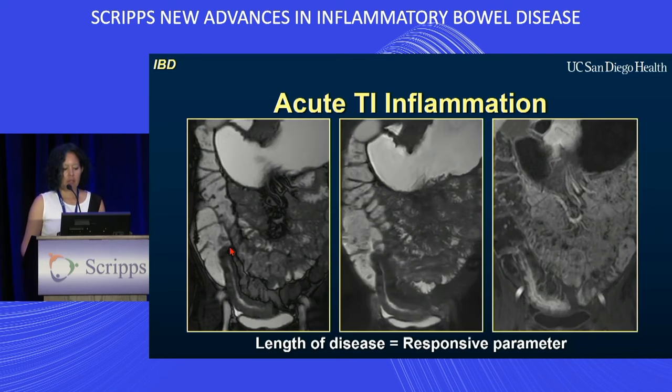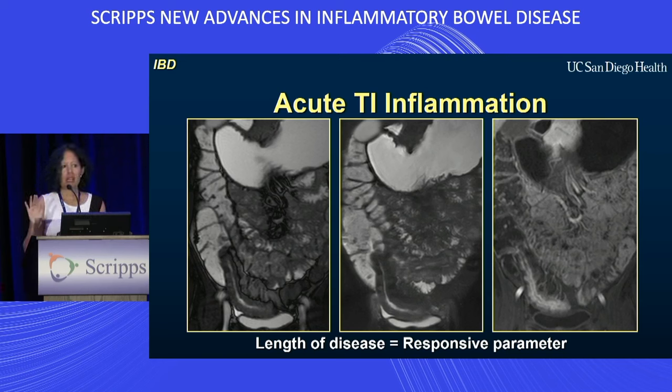Here's another example of a long segment of inflammation involving the terminal ileum. You can see the marked bowel wall thickening, the marked hyper-enhancement relative to the other loops of bowel. And this is an opportunity for me to tell you about how the length, being able to tell precisely where the disease starts and ends, is a great tool and characteristic of enterography because we can follow that length of disease, and it has been shown that that is an early responsive parameter for treatment.